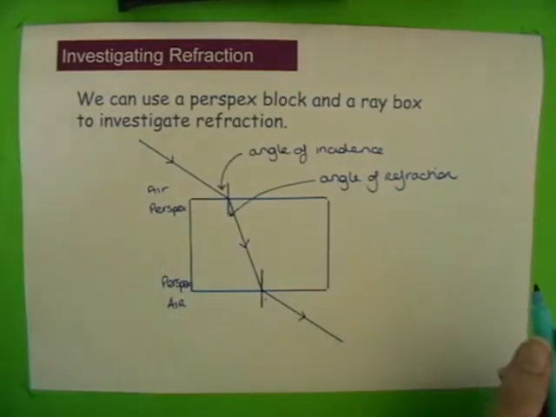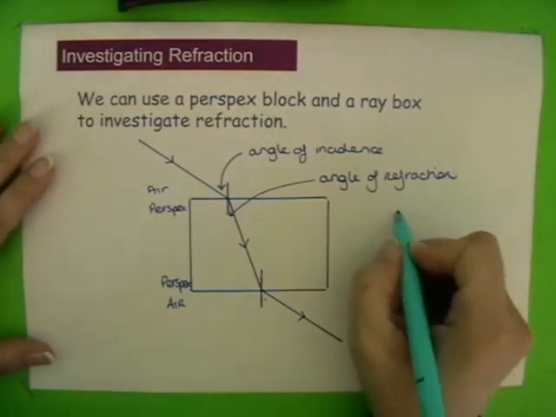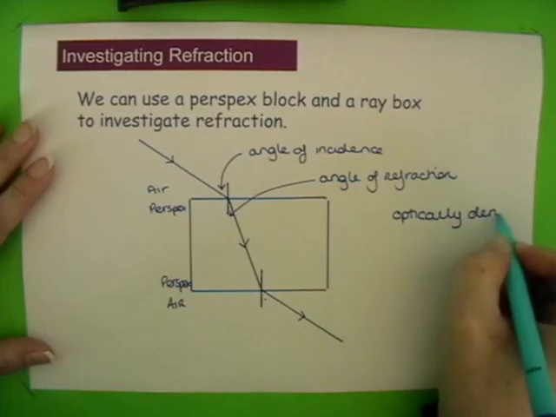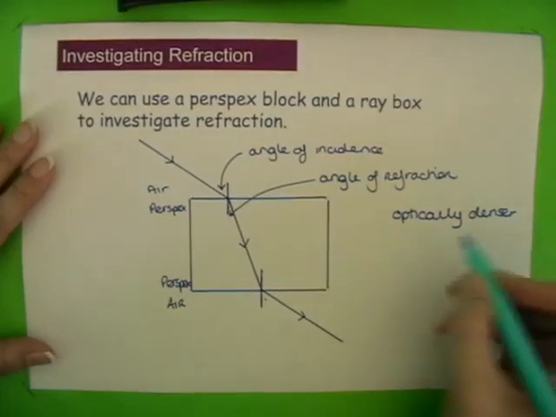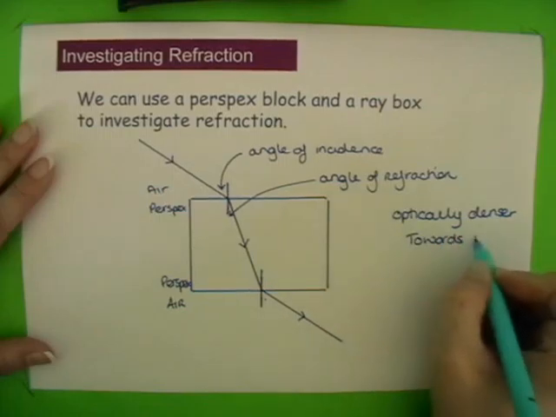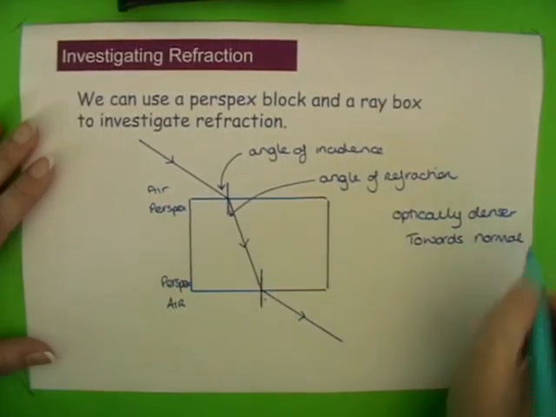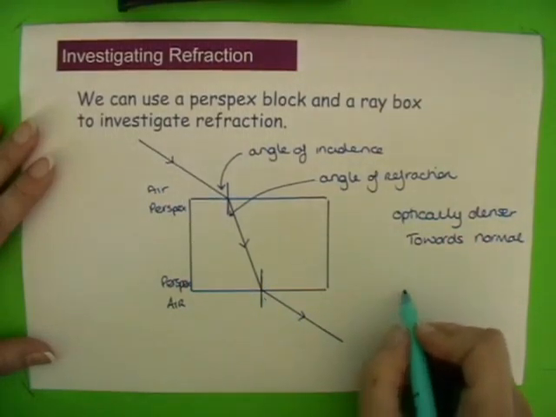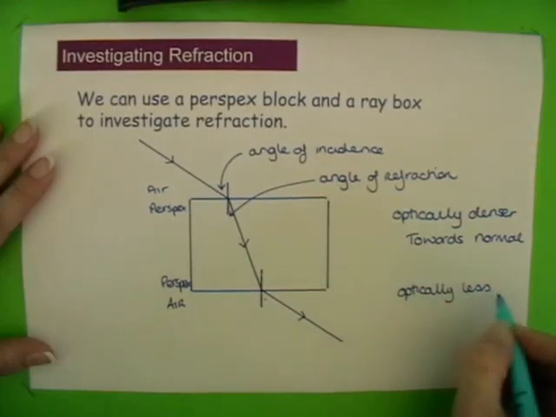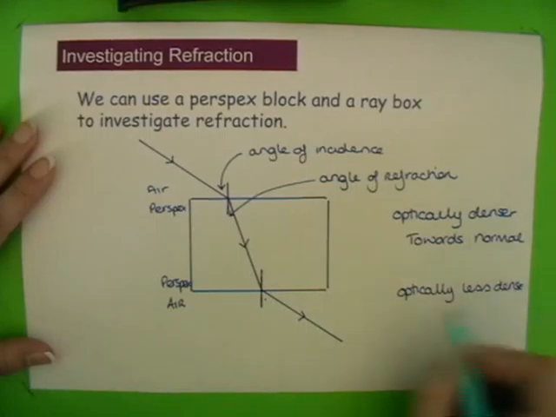You do need to remember that as it goes into an optically more dense or optically denser medium, such as Perspex, it bends towards the normal. And as it goes from the Perspex to the air, which is optically less dense, it bends away from the normal.